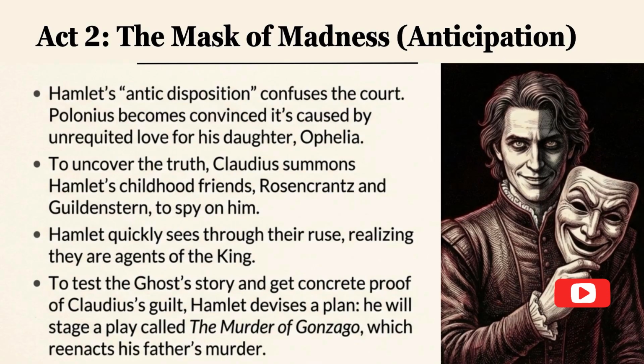Act 2, The Mask of Madness, anticipation stage. Doubting the ghost, Hamlet devises a plan to confirm Claudius's guilt. He hires a troupe of actors to perform a play. This famous play within the play is called The Murder of Gonzago, which reenacts the murder his father described. Hamlet puts on an antic disposition or a mask of madness to confuse the court. Claudius, who is unnerved by Hamlet's behavior, summons his childhood friends Rosencrantz and Guildenstern to spy on him. Hamlet quickly sees through their ruse.